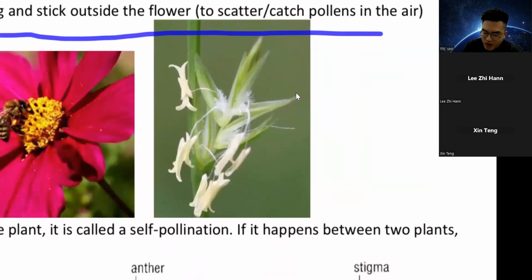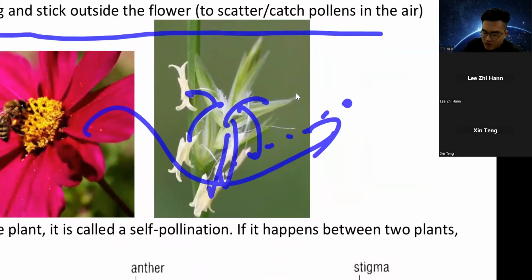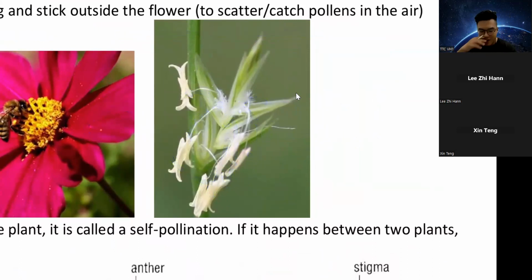So you usually see wind one. They have long filament and the whole thing is hanging outside. So the wind can blow them. The pollen grain can just go wee. The wind blow, they fly away.